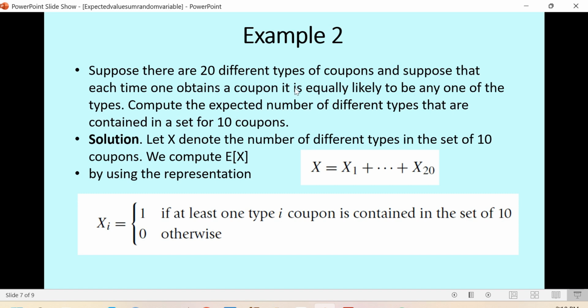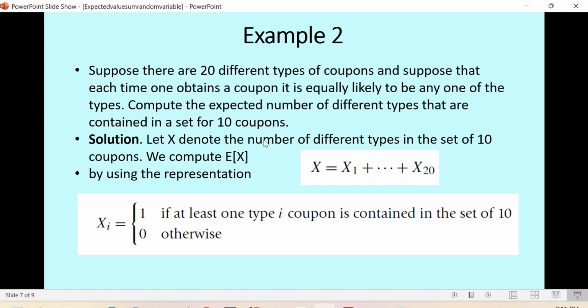For example, X1, X2, and X3, these are 20 different types up to X20. And another number is 10. What is 10? We now get 10 coupons from these 20, and we want to know the expected number of different types. Here the question is about different types.